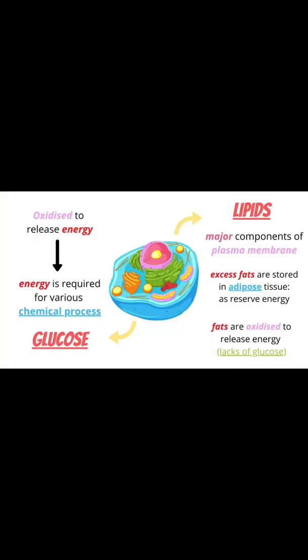Next is glucose. Glucose is oxidized to release energy during cellular respiration. Energy is required for various chemical processes in cells, such as muscle contraction and synthesis of protein. Last but not least, lipids. Lipids such as phospholipids and cholesterol are major components of the plasma membrane. Excess fats are stored in adipose tissue underneath the skin as reserve energy. When the body lacks glucose, fats are oxidized to release energy.